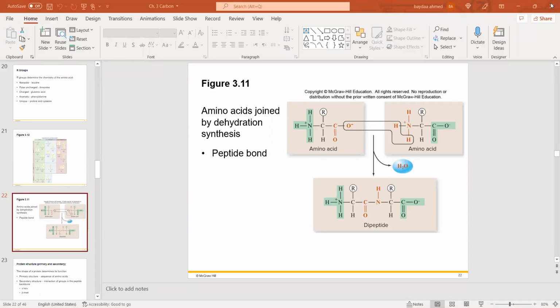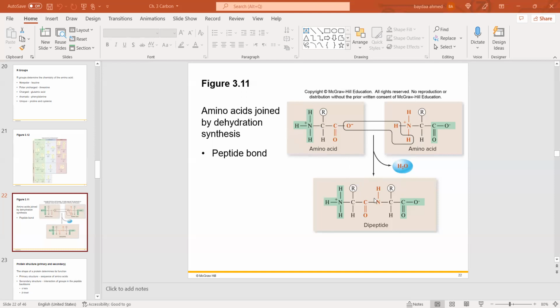The amino group of one amino acid can undergo a dehydration reaction with the carboxyl group of another amino acid to form a covalent bond. The covalent bond that links two amino acids is called a peptide bond. A peptide bond is formed when the amino end of one amino acid is joined to the carboxyl end of the other amino acid.